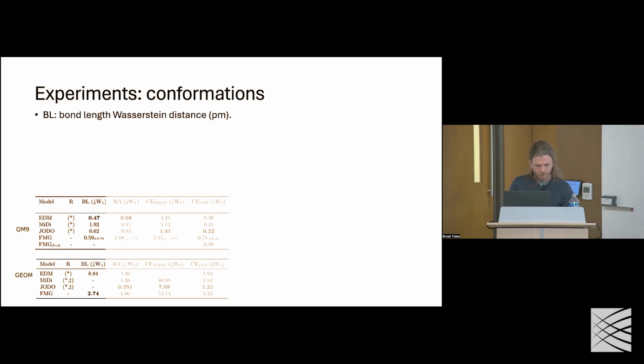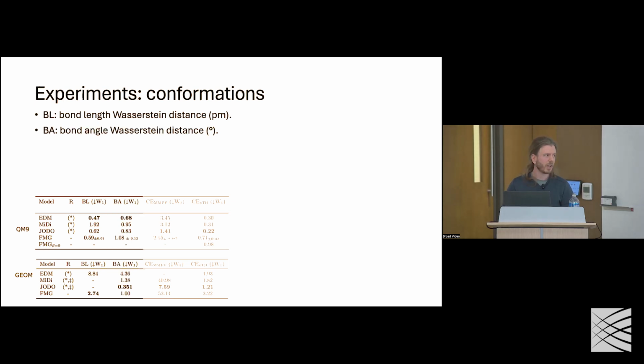And then we just achieve surprisingly good performance. Even though we don't directly model the coordinates, we are still able to achieve really, really good Wasserstein distance, which is, well, another metric for distances between two probability distributions.